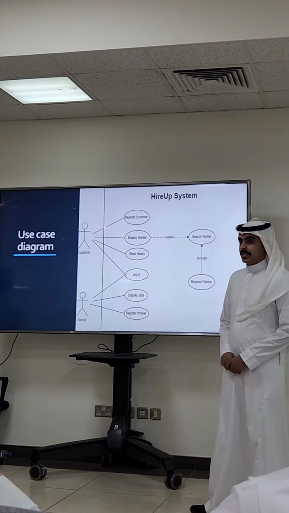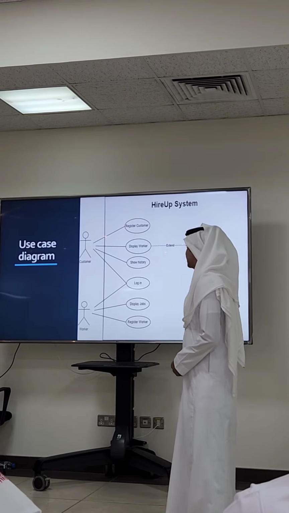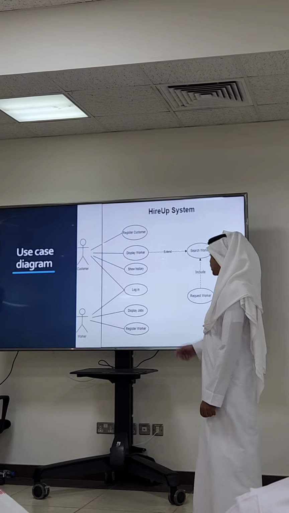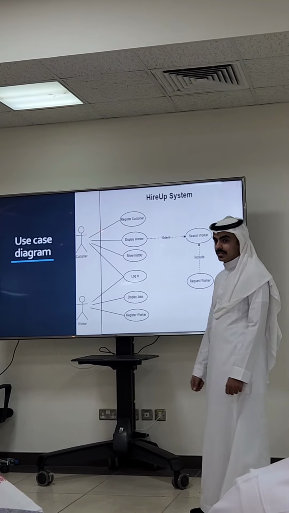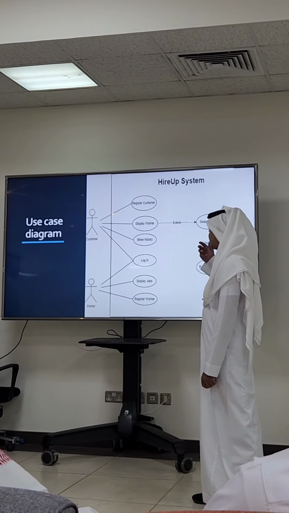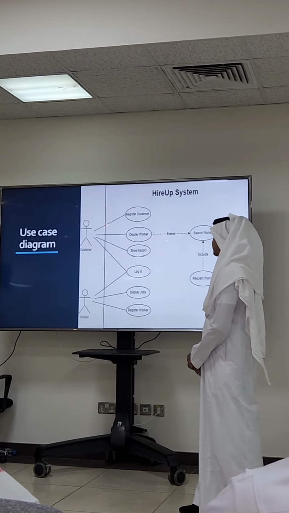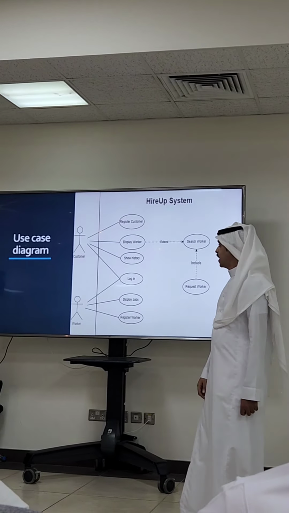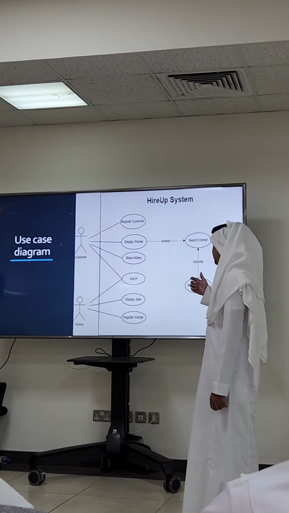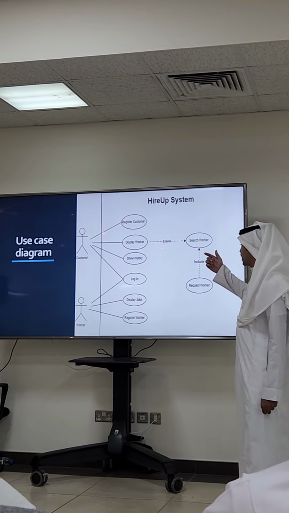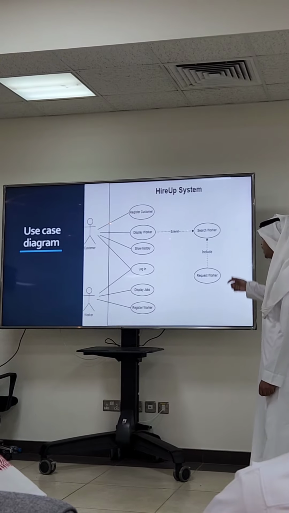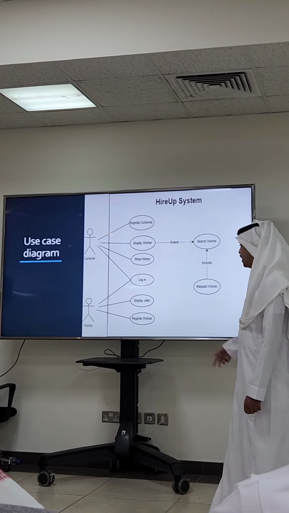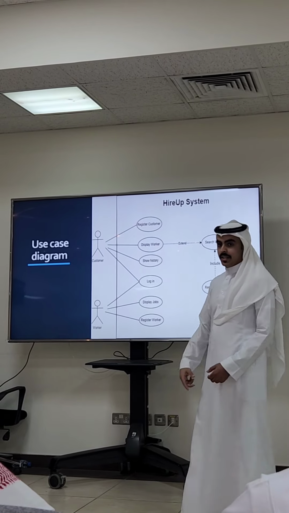In our use case, we have two actors, customer and worker. Both customer and worker share in login case. And customer has three main cases: register customer, display worker, and show history. And customer can display worker. When a customer displays a worker, he can search for a worker and, including that, request a worker. And the worker, he can display jobs he received.